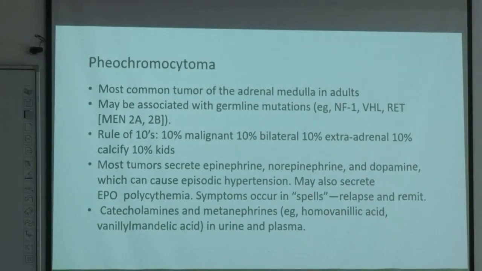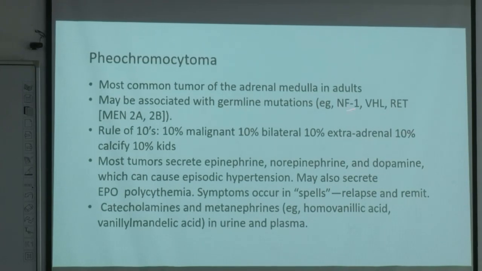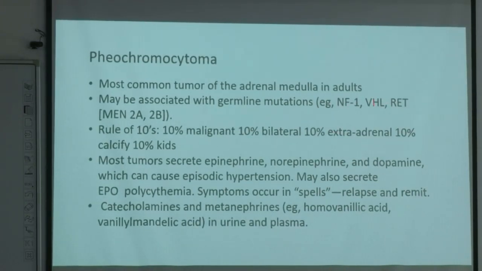It is associated with some genetic mutations like NF1, neurofibromatosis 1, VHL, von Hippel-Lindau syndrome, right, and the RET proto-oncogene. So, these are the genes, you will study more details later, right now you do not need to know this much. These are the genes responsible for pheochromocytoma, it is genetic, right.